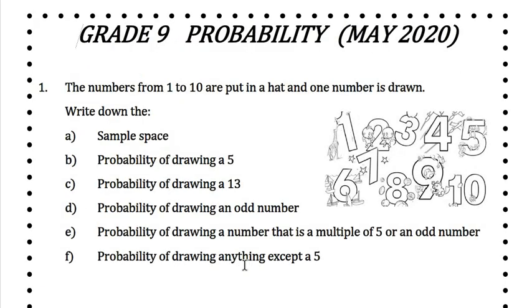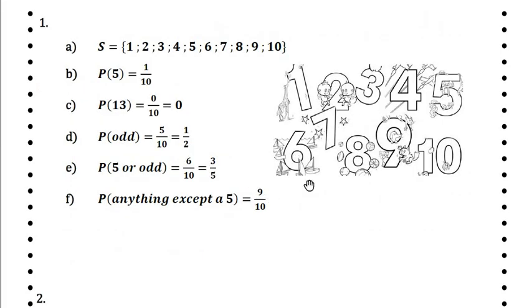Then the probability of drawing anything except a 5 would then be 9 out of 10, because you're not allowed to draw the 5, so you're left with the rest of the numbers. So you have 1, 2, 3, 4, 6, 7, 8, 9, 10. So you're just not allowed to draw the 5. So 9 out of 10.